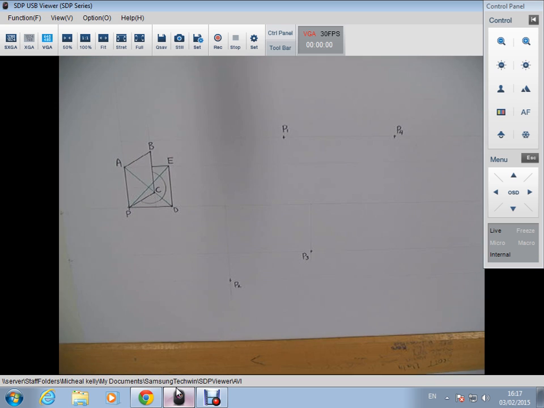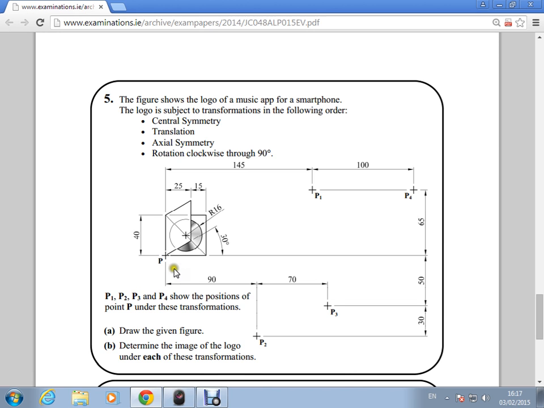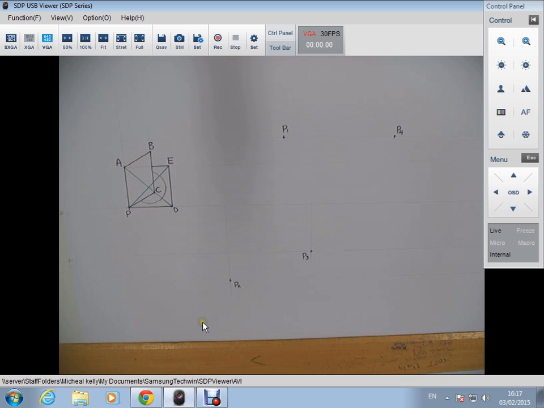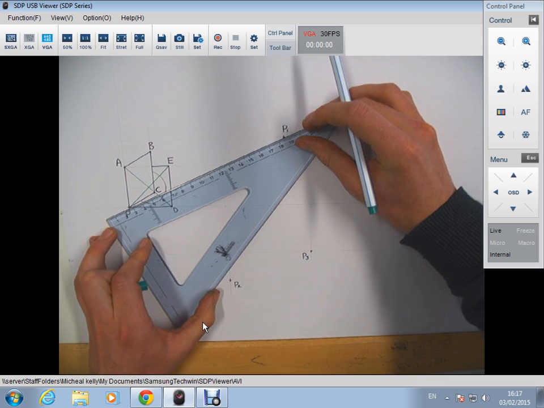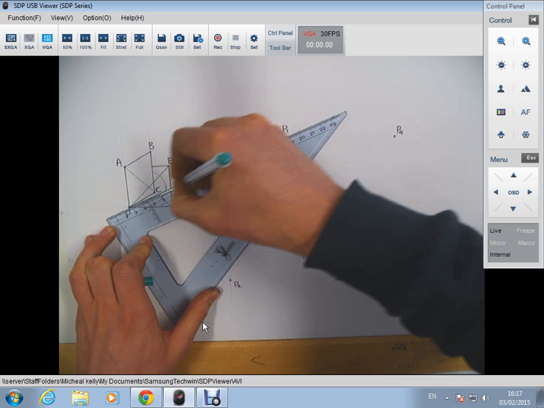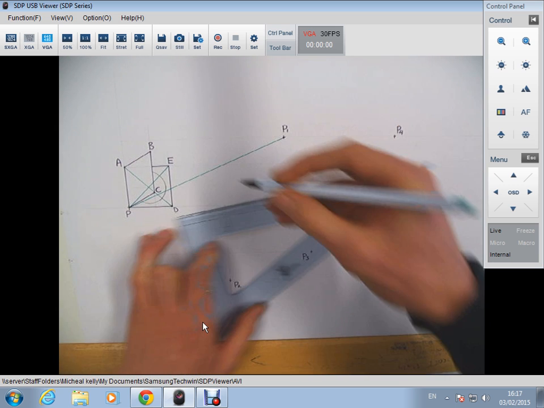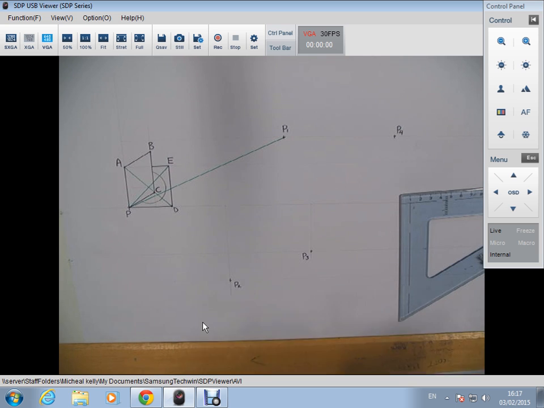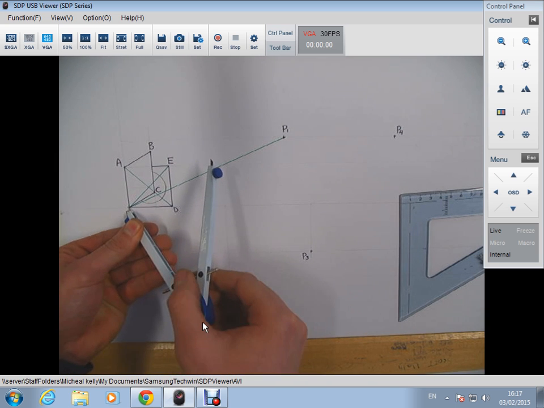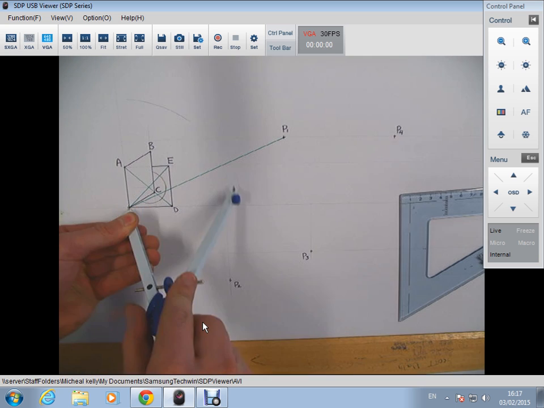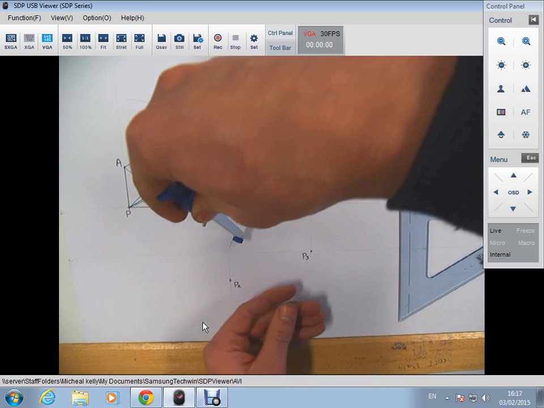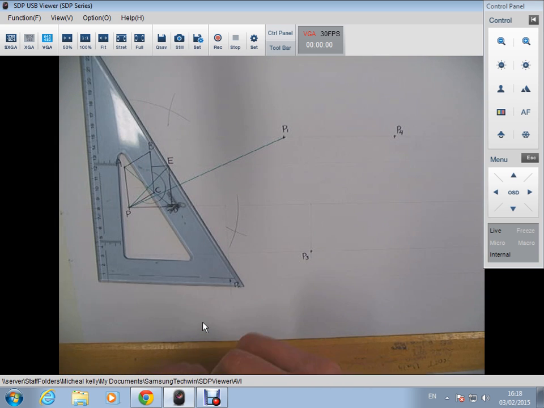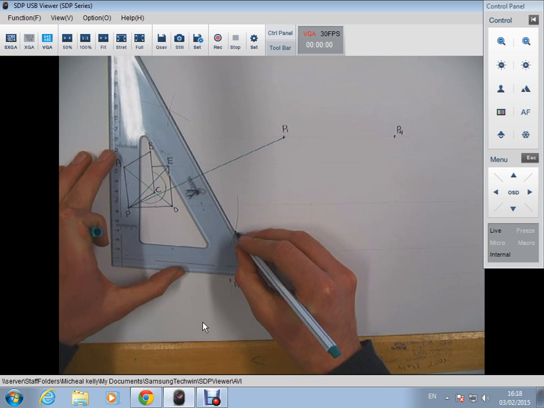So the first part of my question is a central symmetry from P to P1. So under central symmetry, every point moves through the point of symmetry and to the same distance on the opposite side of that point. So if I join points P to P1, P ends up at point P1 after going through central symmetry. Therefore, the point of symmetry must be halfway along that line. So if I bisect that line with my compass, taking a distance greater than halfway, and in bisecting that line, I'm going to find the point of symmetry that every point goes through.